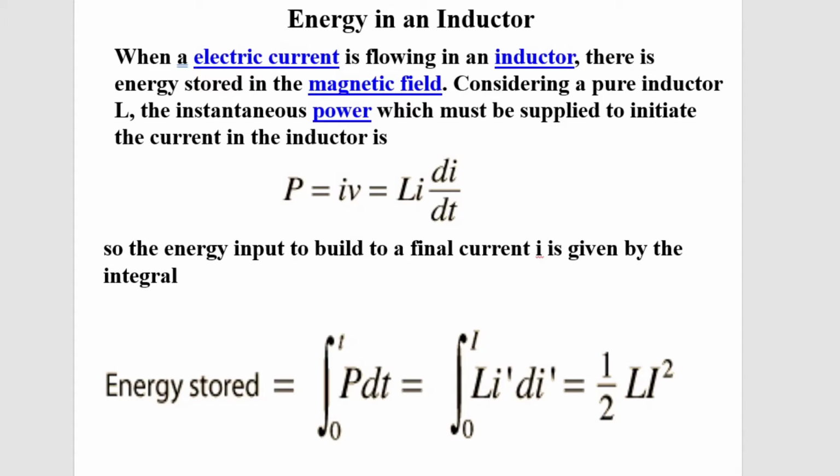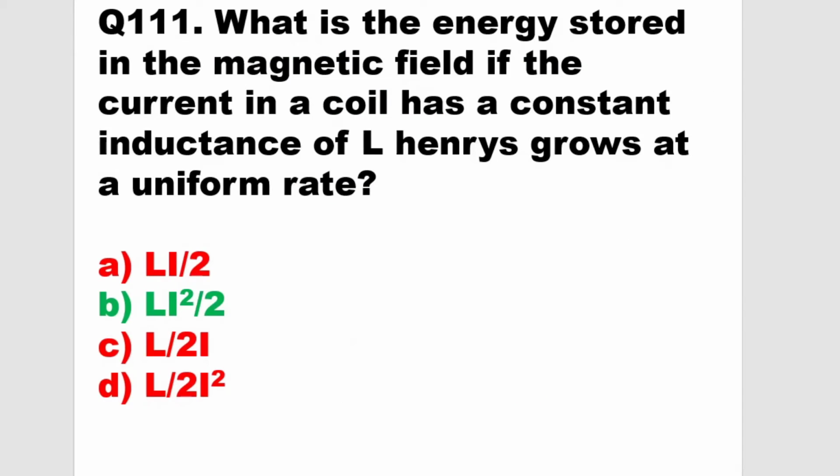Then if you substitute that value of power and integrate with respect to current, it is L I into di, which will be I square into L, and because it is integration, you will get a half at the output. So it will be 1 upon 2 L I square. So energy stored in an inductor will be 1 upon 2 L I square. So that is the answer. Here we can see option B is L I square upon 2. So that will be the answer for question 111.